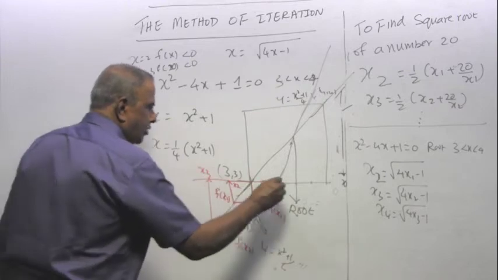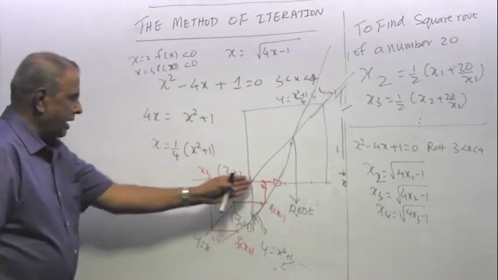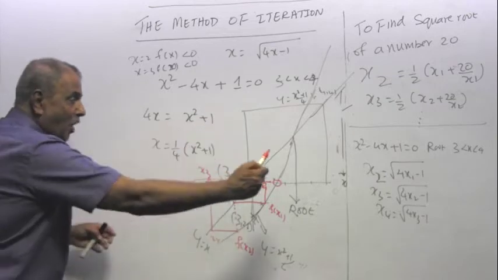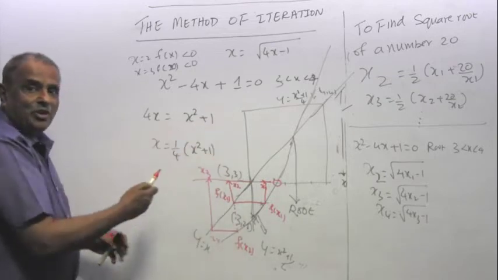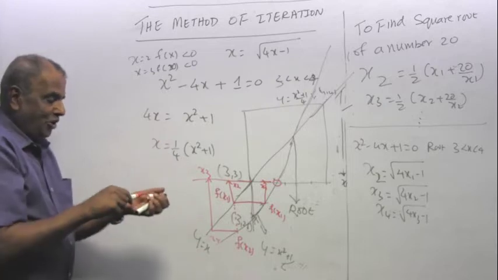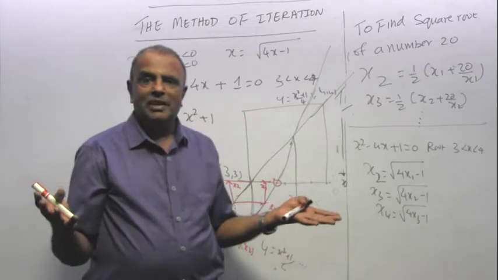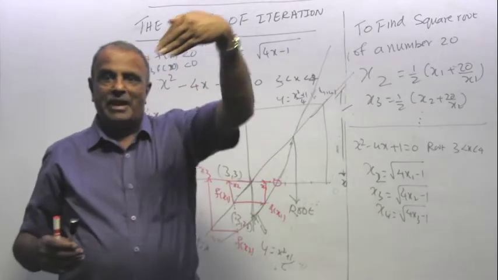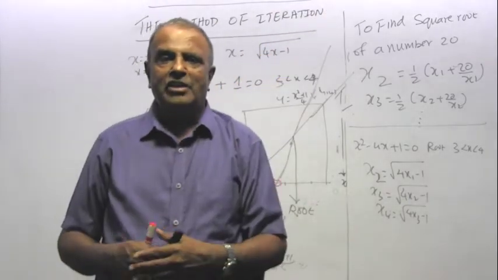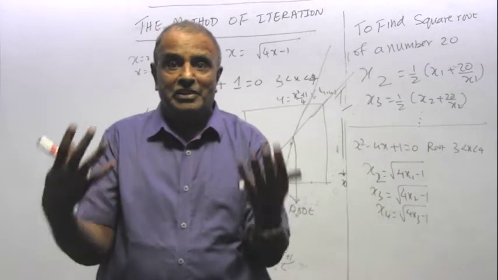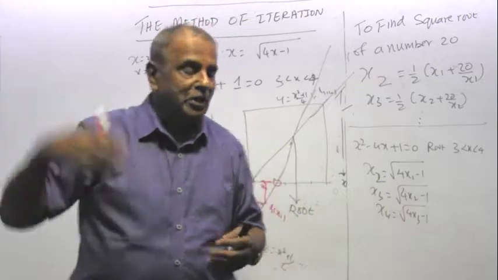Now, the root is there. What is happening? Are you coming to the root? No, you're going away from the root. You're not coming to the root. So in other words, you're not getting the root. That means you're running away from the root. So it's what is called a divergent iteration. That means it doesn't give you the root, you're running away from the root.